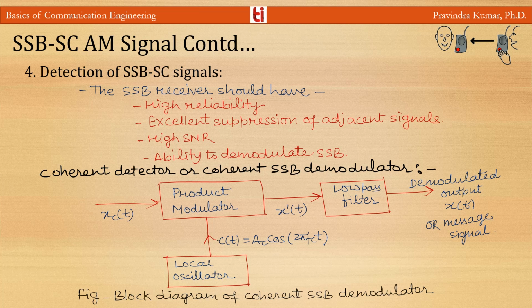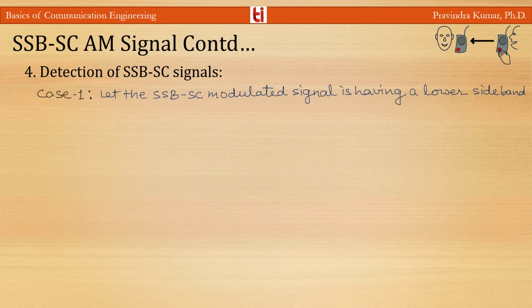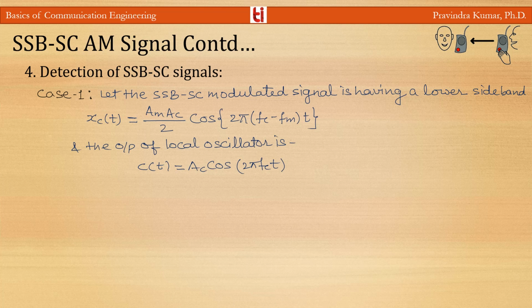This process of detecting is known as coherent or synchronous detection because we are using a local oscillator. Then the output of this filter is the desired message signal, and there are two cases here. Case one: let the SSB-SC modulated signal have a lower sideband. Then the modulated signal x_c(t) is A_m A_c by 2 cos 2 pi (f_c minus f_m) t.